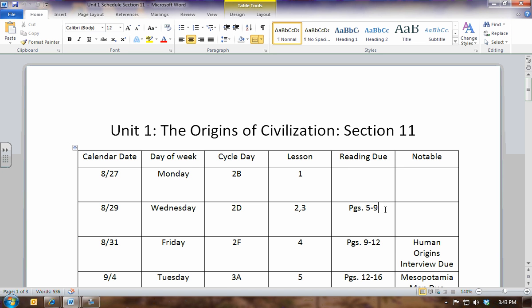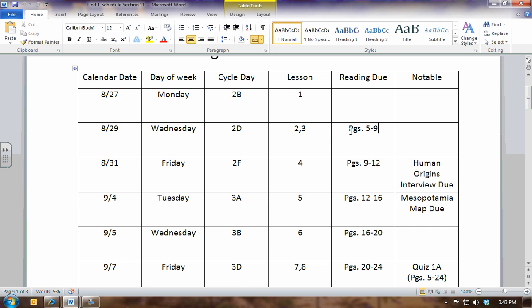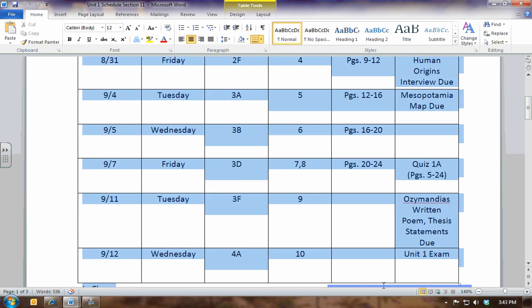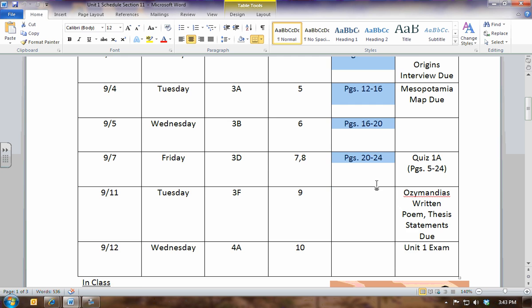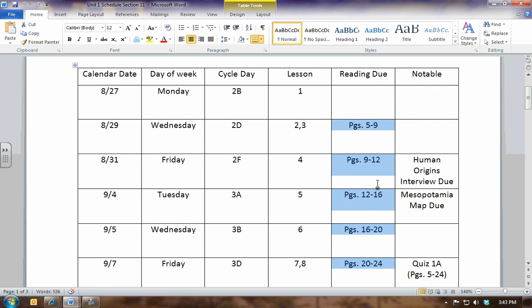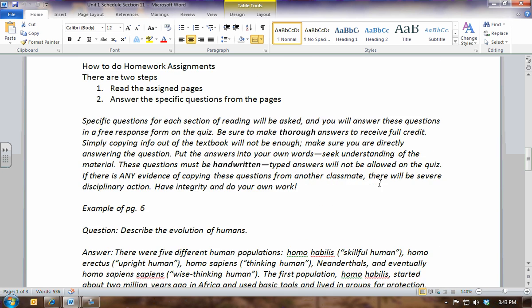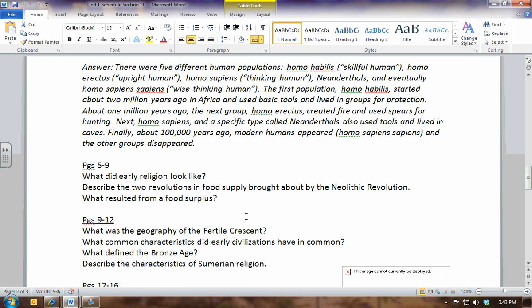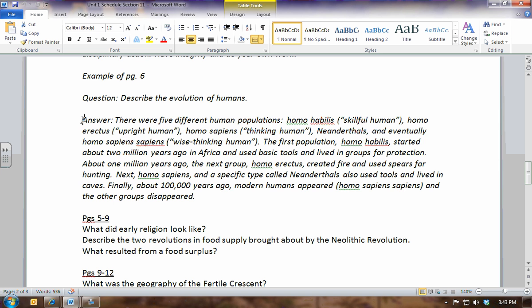So step 1 to doing your homework notes, these nightly notes that you need to do essentially every night of the unit, you're going to have to read those pages. Step 1 is read. Now step 2 is basically you're going to go down here and look at the particular questions, and you're going to answer these questions, such as this example here.